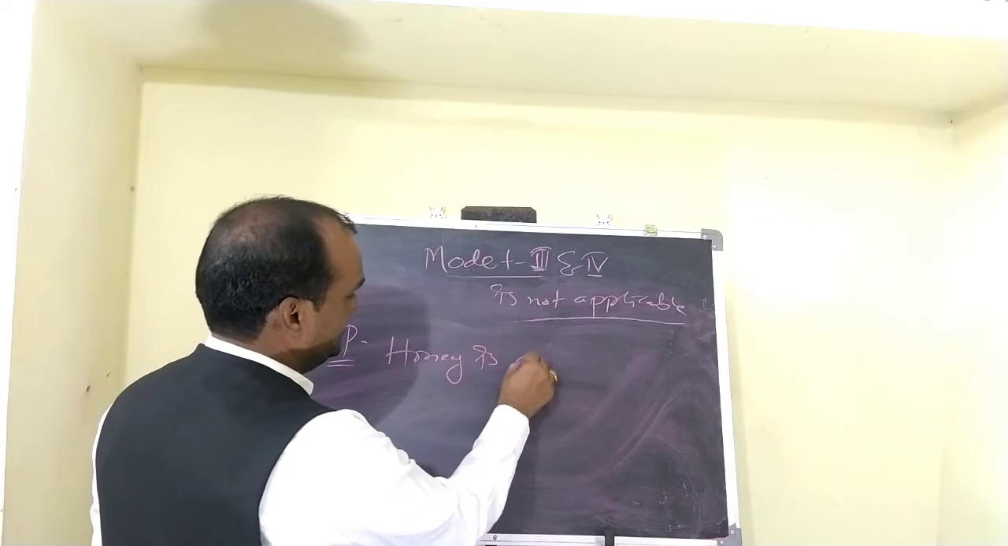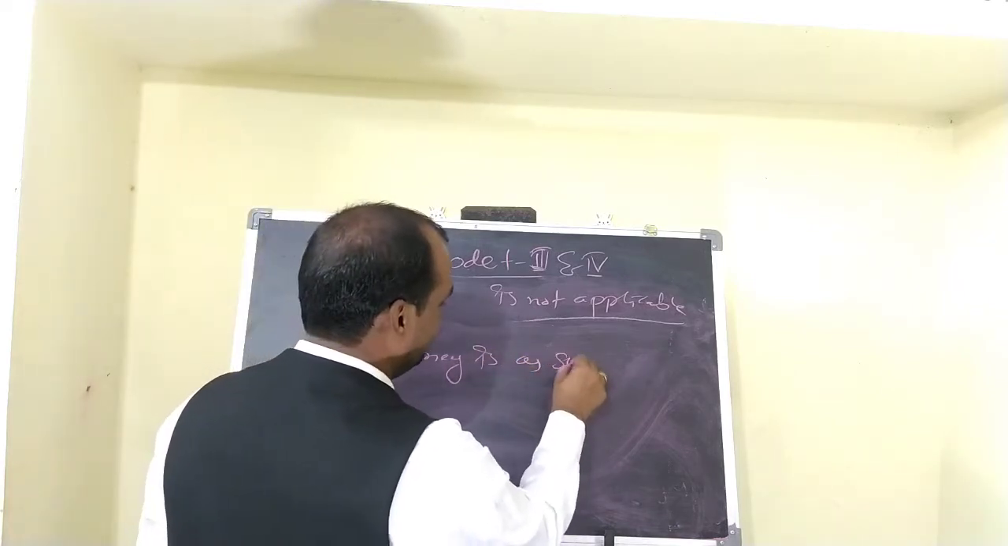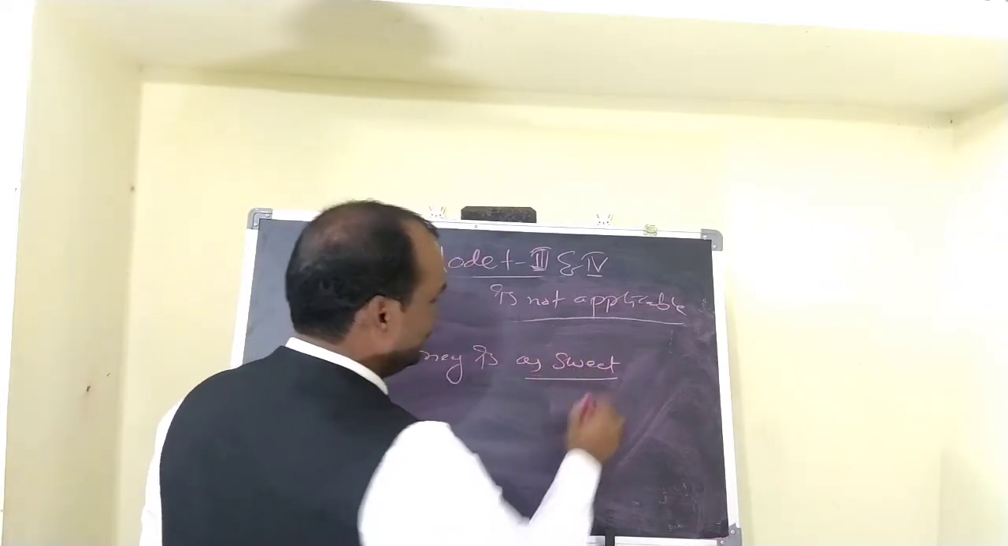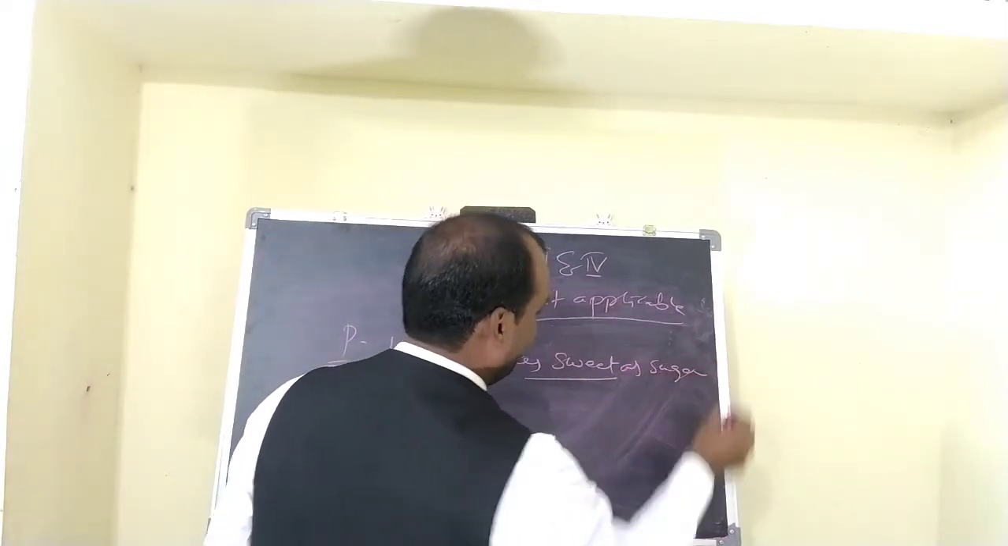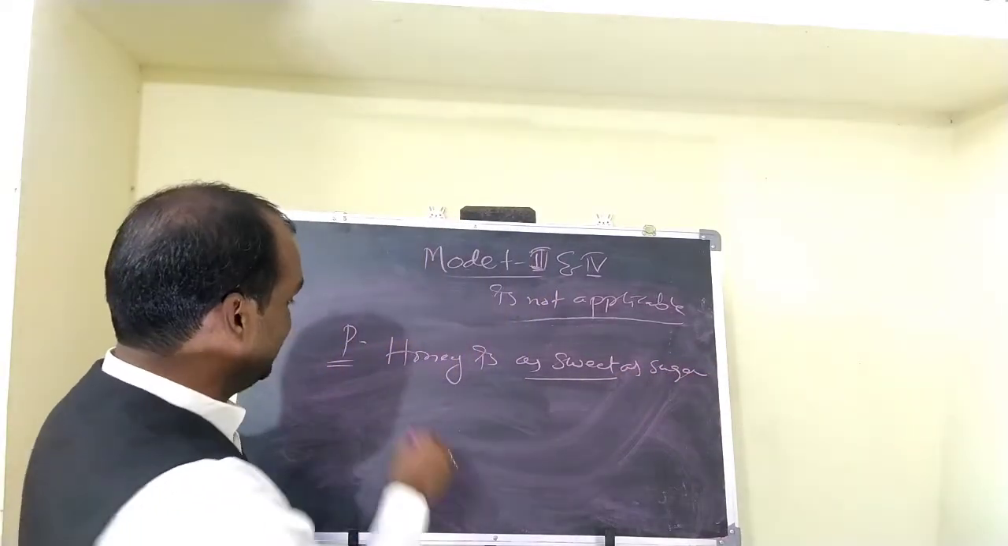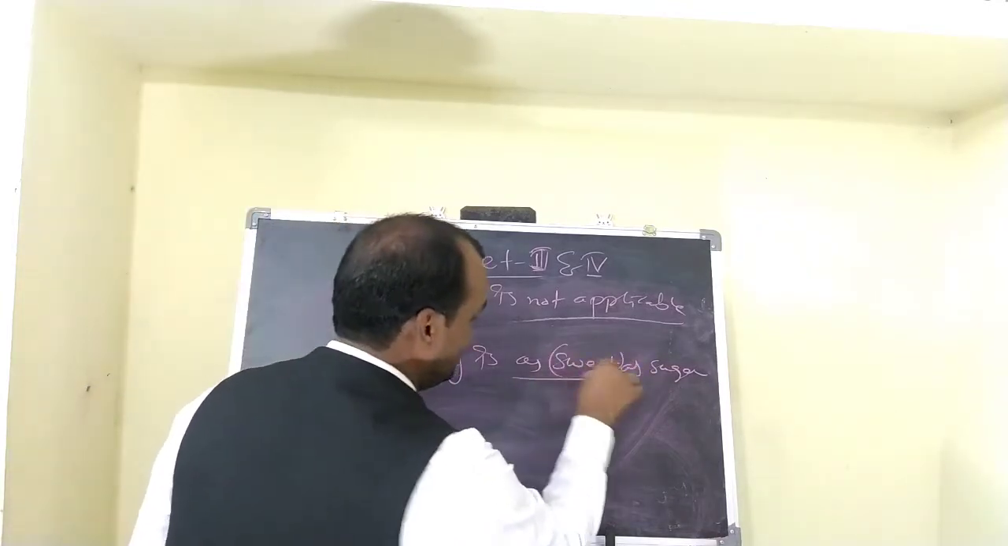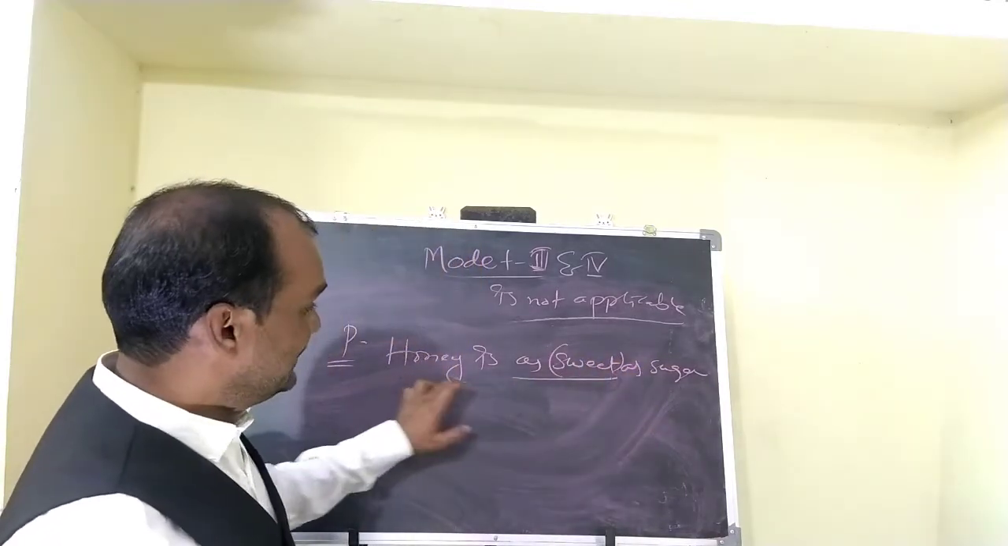Honey is as sweet as sugar. What does it mean? You see here, as sweet. Sweet means here positive degree, right? Honey is as sweet as sugar.